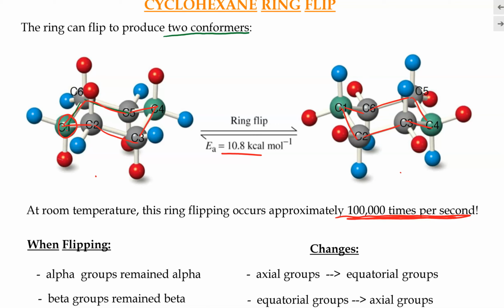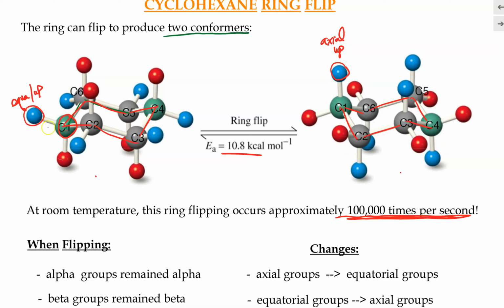Now let's see what happens to the position of the group. The blue bar here is connected to carbon 1. On the left conformation, it is pointing equatorial. This is the equatorial position, and it is pointing up. Look at what happens to it when it has flipped. Here, that blue bar remains pointed up, except it now becomes axial.